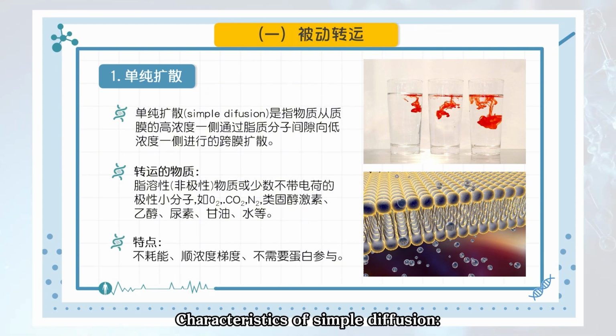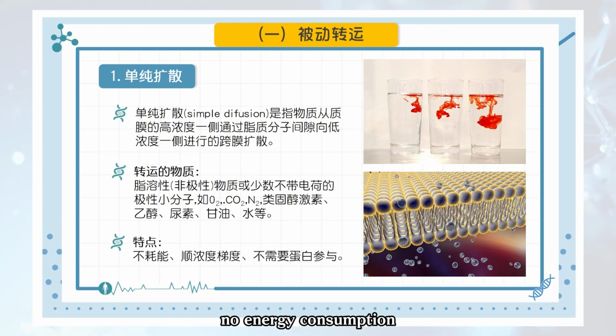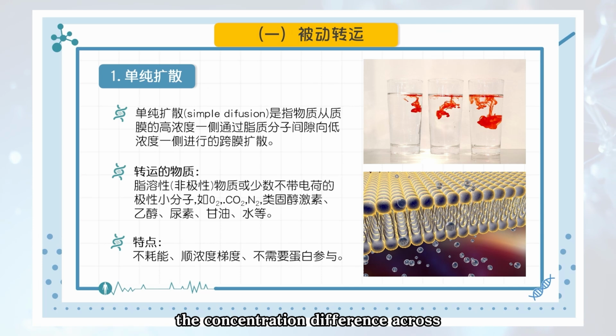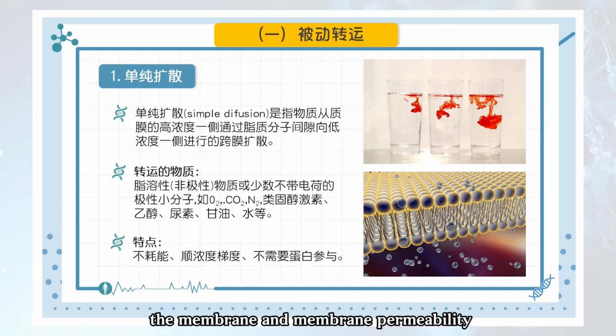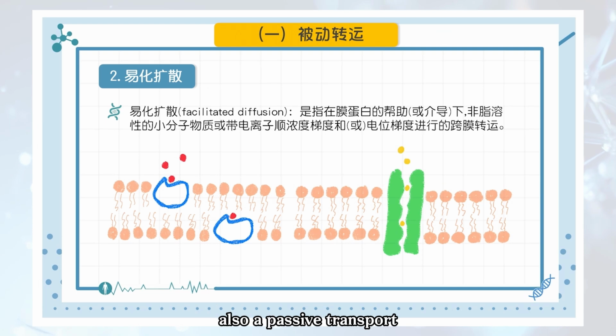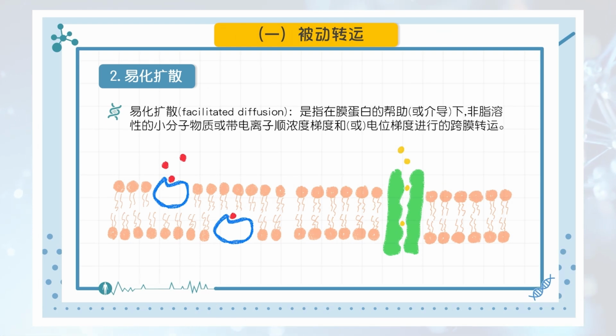Characteristics of simple diffusion: no energy consumption, moves down concentration gradients, and does not require protein carriers. Its rate mainly depends on the concentration difference across the membrane and membrane permeability. Next is facilitated diffusion, also a passive transport.